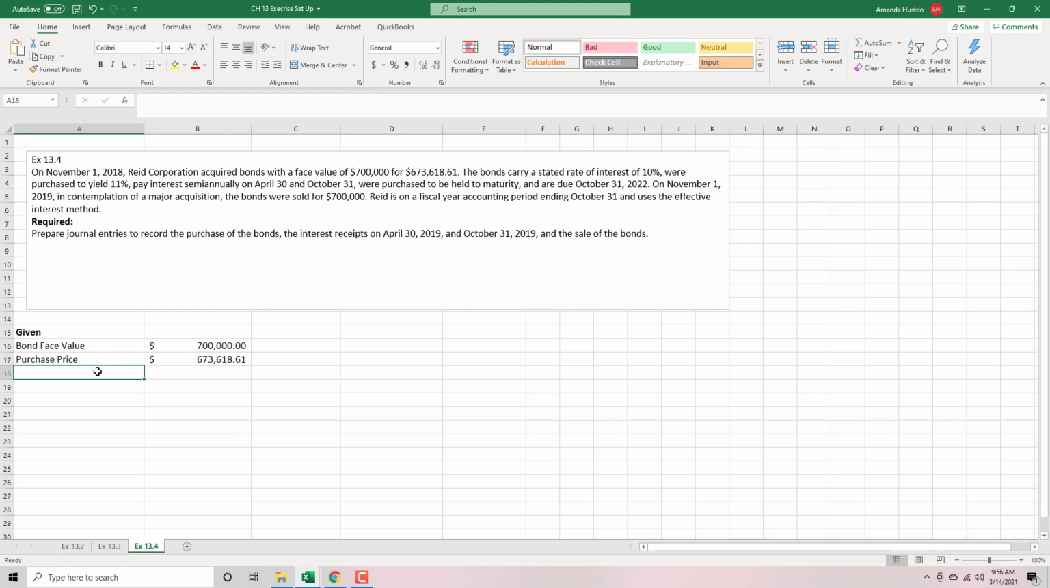First, we're going to make the journal entry to purchase the bond. So we purchased the bond on November 1st, 2018. And it's debit investment in held to maturity debt securities for the purchase price, credit cash.